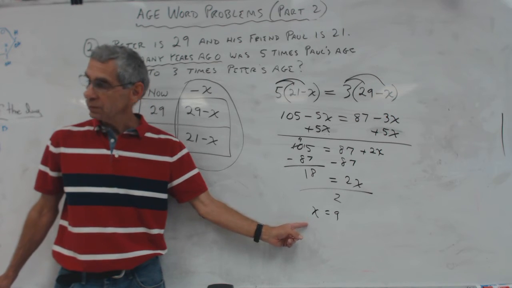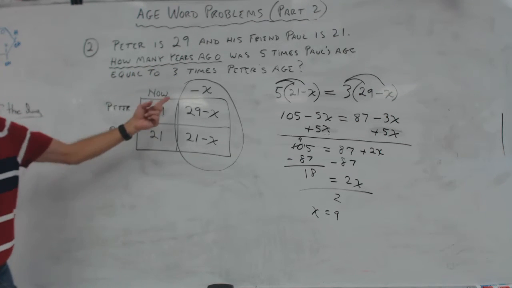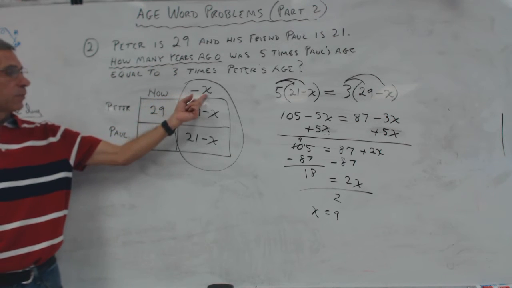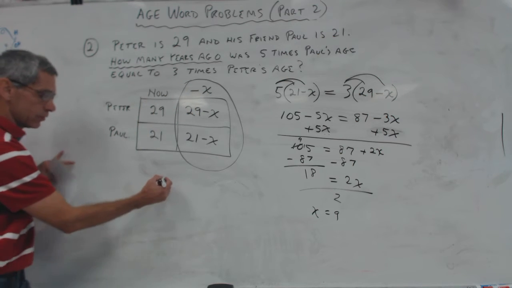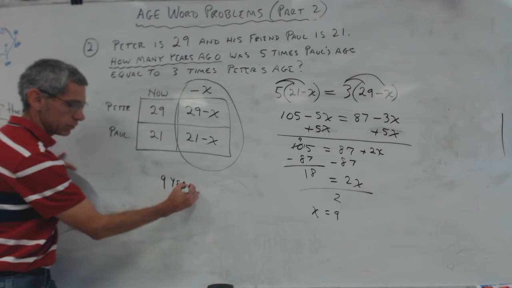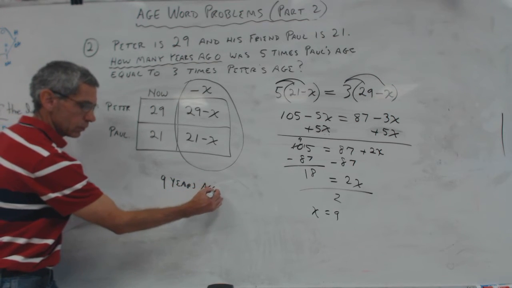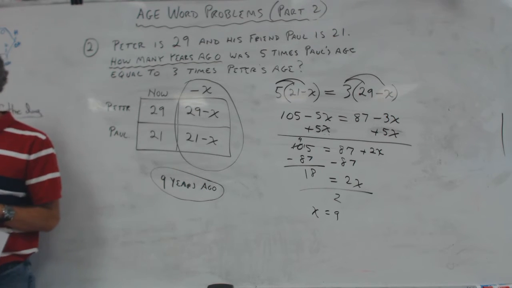Right? So what does that mean? How many years ago? My x is up here. 9 years ago would be my answer. So I write 9 years ago. 5 times 9 years ago, Paul's age was equal to 3 times Peter's age. Right? 9 years ago. Does that make sense?